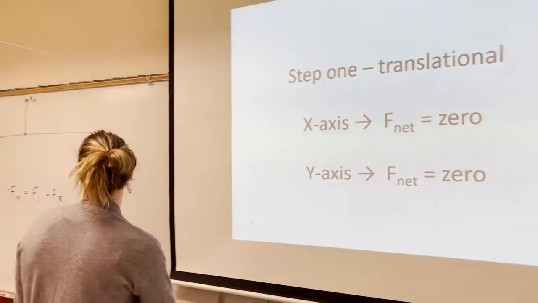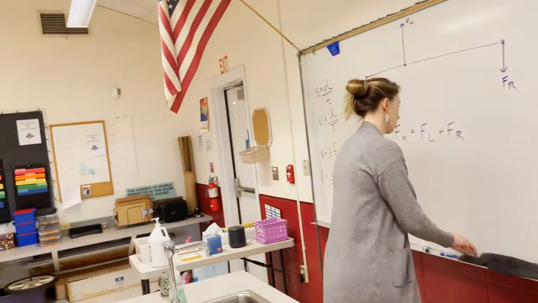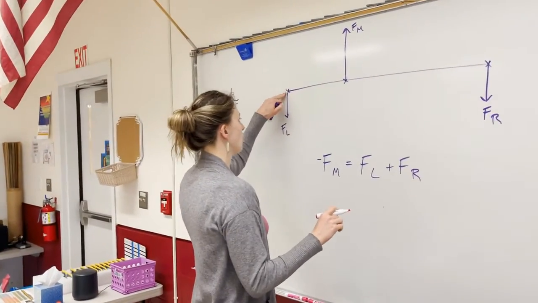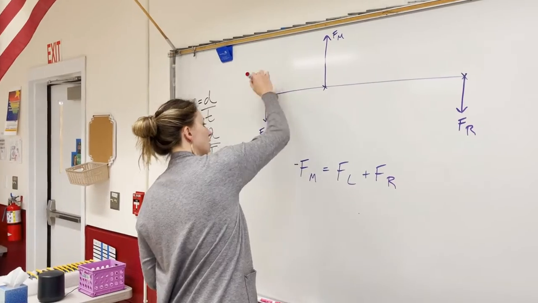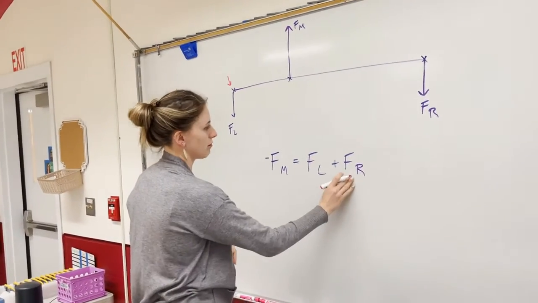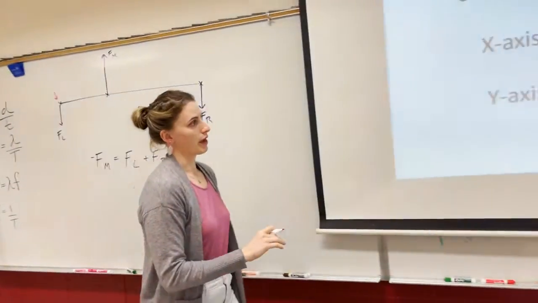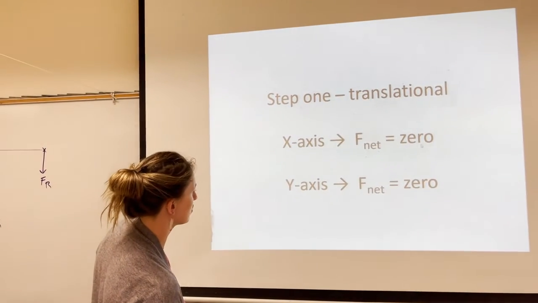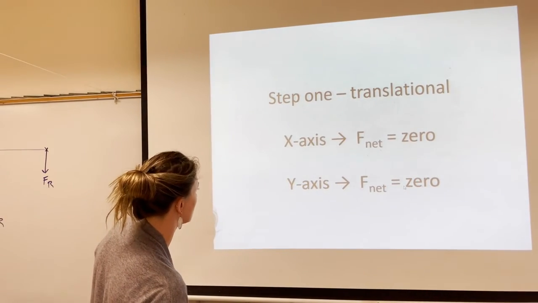And as we would look at this, we would choose one to be our point of axis. So if you wanted to solve for right here, then we would just solve for this. Well, we'll get to that when we get to the torques. See, this is just translation. So step one, translational: the x-axis net force is 0, the y-axis net force is 0.